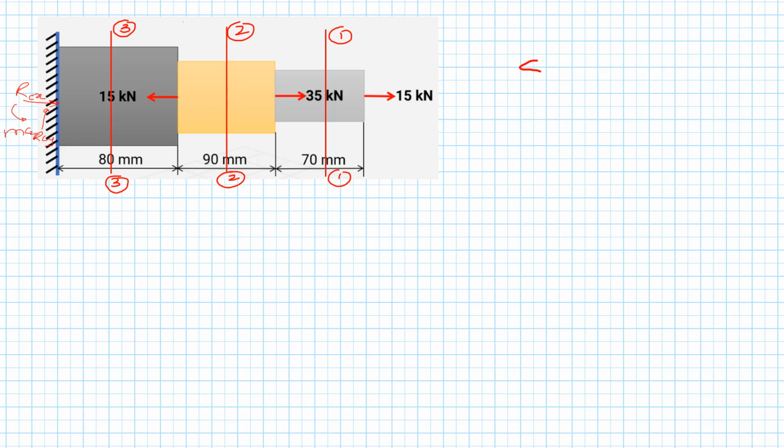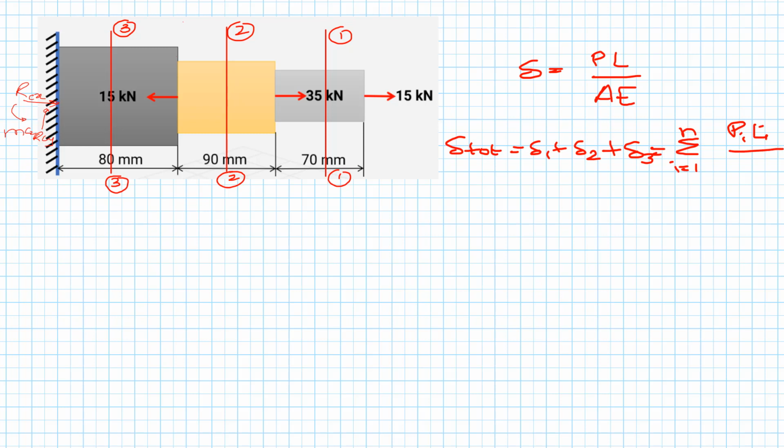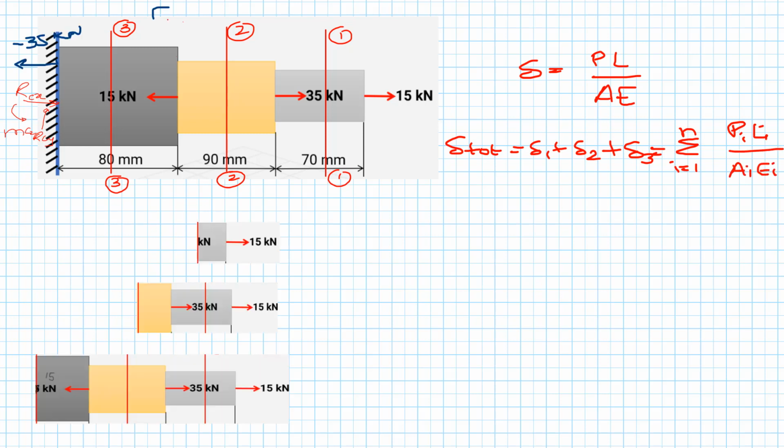Deformation delta is equal to PL upon AE, that we have discussed in the last sessions. So the total deformation we can write down like this: delta 1 plus delta 2 plus delta 3. We have 3 sections, which is equal to the summation of all the deltas from i equals 1 to n, which is equal to Pi Li upon Ai, where Pi is the internal force.